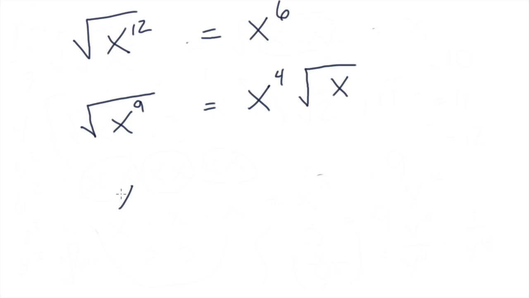Let's try that again, but with x to the 13th. X to the 13th divided by 2 is going to be 6 with a remainder of 1. So we take out an x to the 6th, and we leave an x inside of the square root.